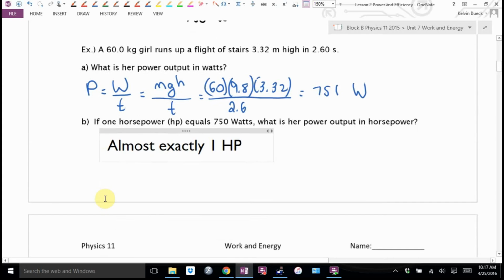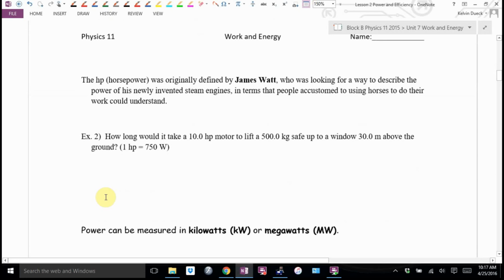In fact, let's talk about the horsepower a bit more. The HP, the horsepower, was originally defined by James Watt. James Watt was a scientist, but not really. What he was, was an improver. He didn't invent the steam engine. He did dramatically improve the steam engine. And he was a very good marketer.